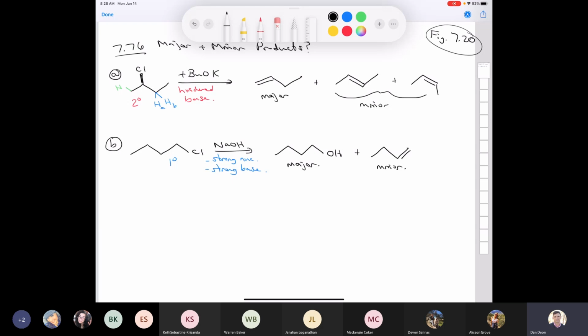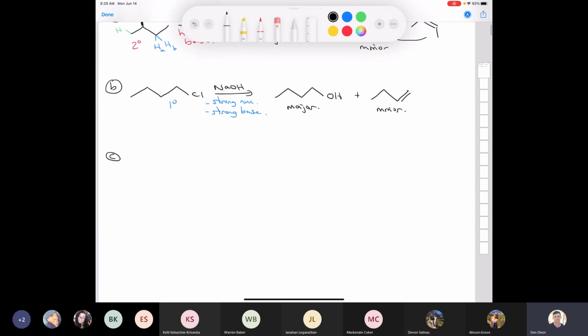Let's take a look at another one. I think we looked at one similar to this, but it bears repetition. So this is 7.76C. We're starting with a secondary alkyl halide again. It's got a chiral center, and we're treating it with sodium ethoxide. Okay, so again, we've got a secondary alkyl halide. We've got a strong base, strong nucleophile.